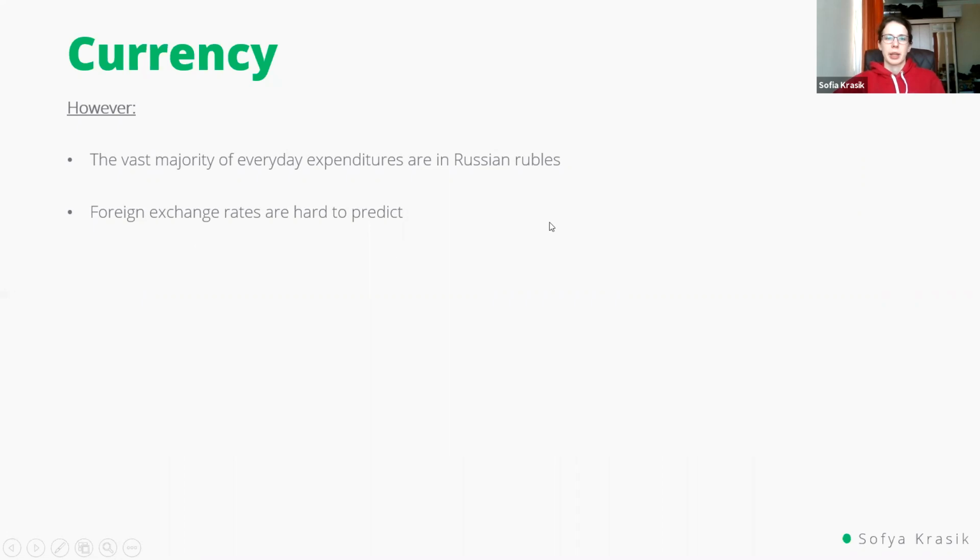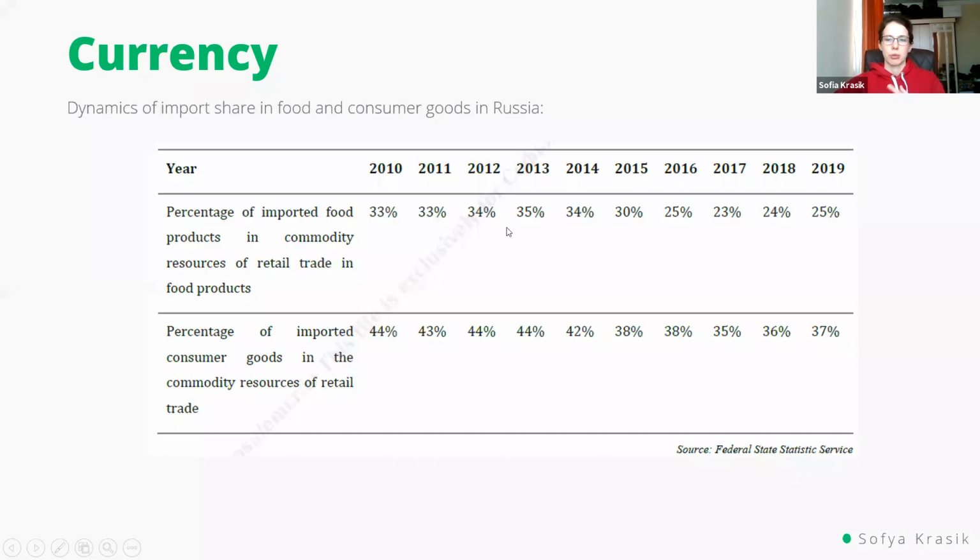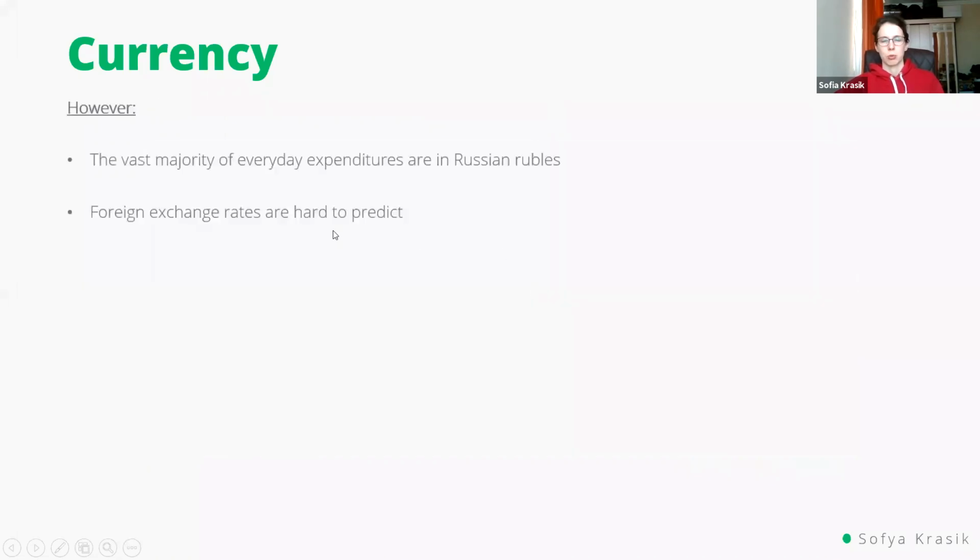And again, foreign exchange rates are hard to predict, so it may be the case that you will reinvest all the money in US dollars, and US dollars will drop. So it will also be a pity.